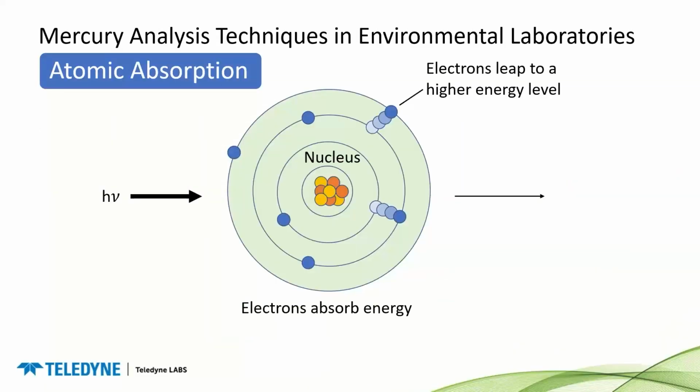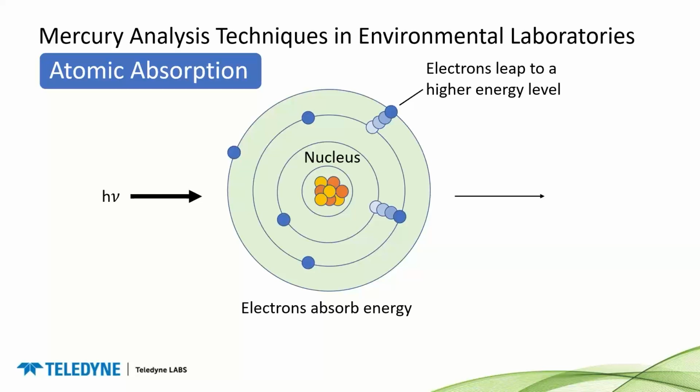So let's go into some detail about how each technique works, and we'll start with atomic absorption. So the electrons of the sample are hit with an energy source. In our case, it's light from a mercury vapor lamp. And the electrons are excited from the ground state up to a higher energy level. And when they are excited, they have to absorb some of this energy from the lamp.